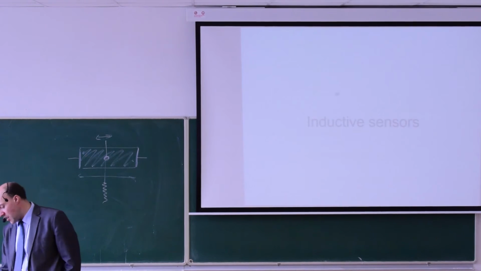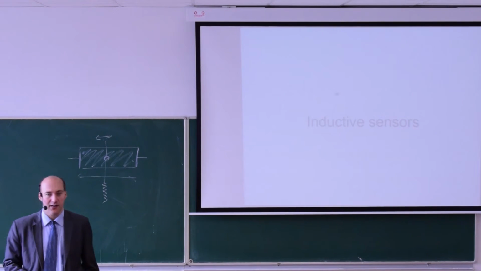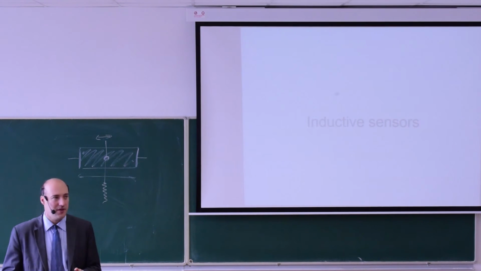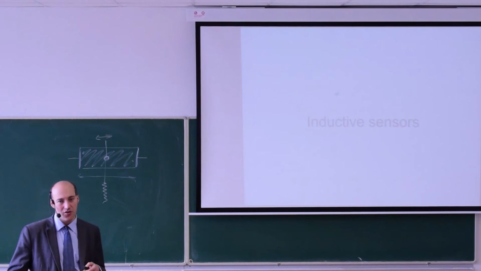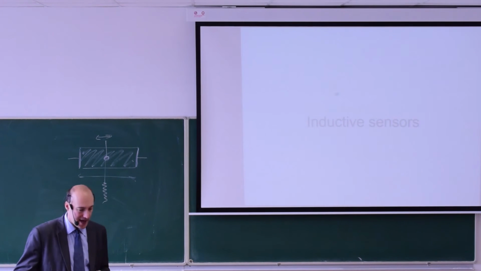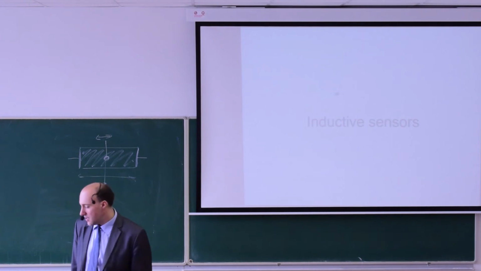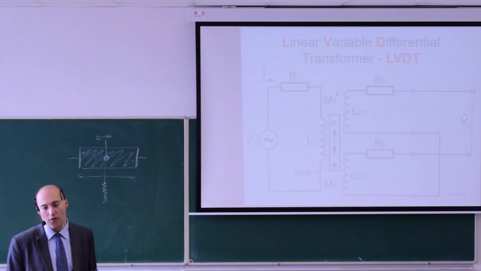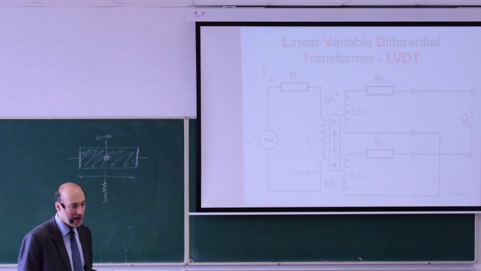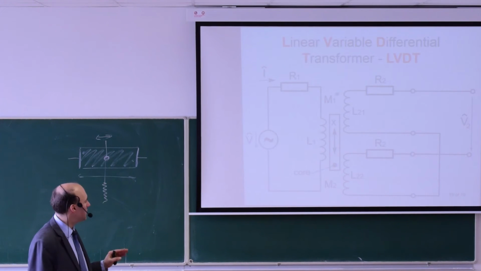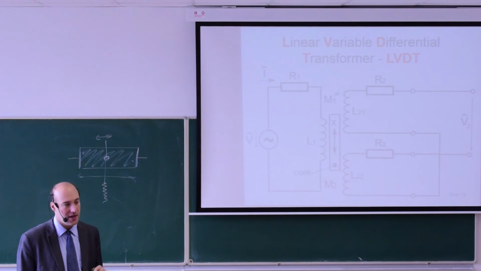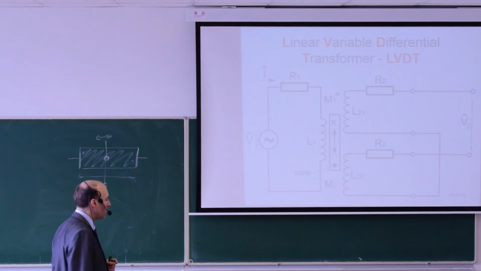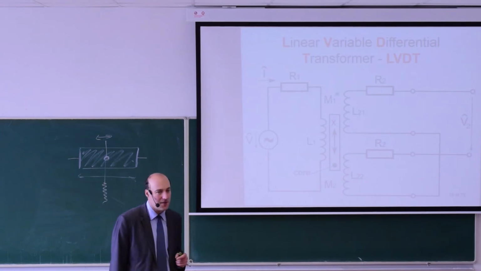Okay, good. Now we'll be talking about inductive sensors. Inductive sensors use the fact that we can measure the inductance of the coil, and in a position sensor, the inductance of the coil will be changed by the motion of our object. There are many types of inductive sensors. Today I will discuss just one, and next week I will discuss the other one. The one I want to discuss is called LVDT.